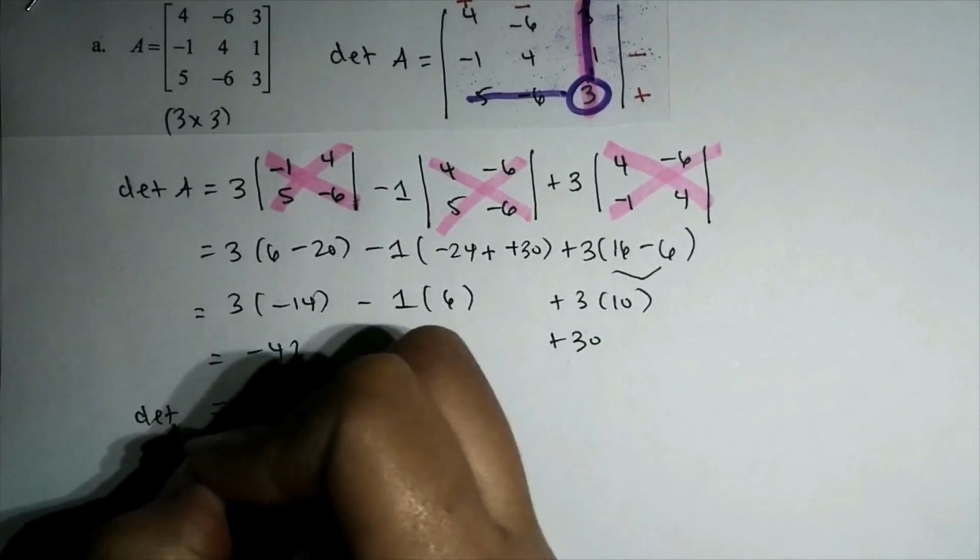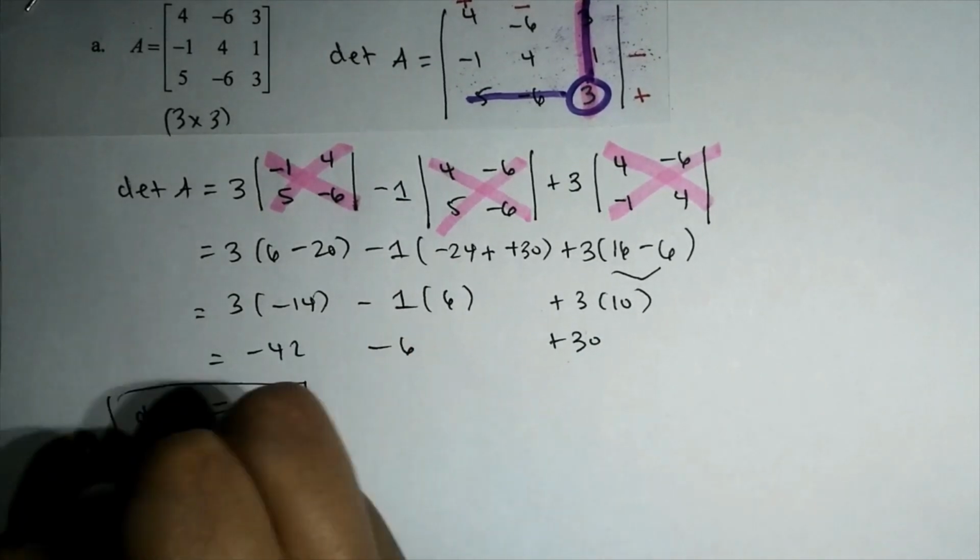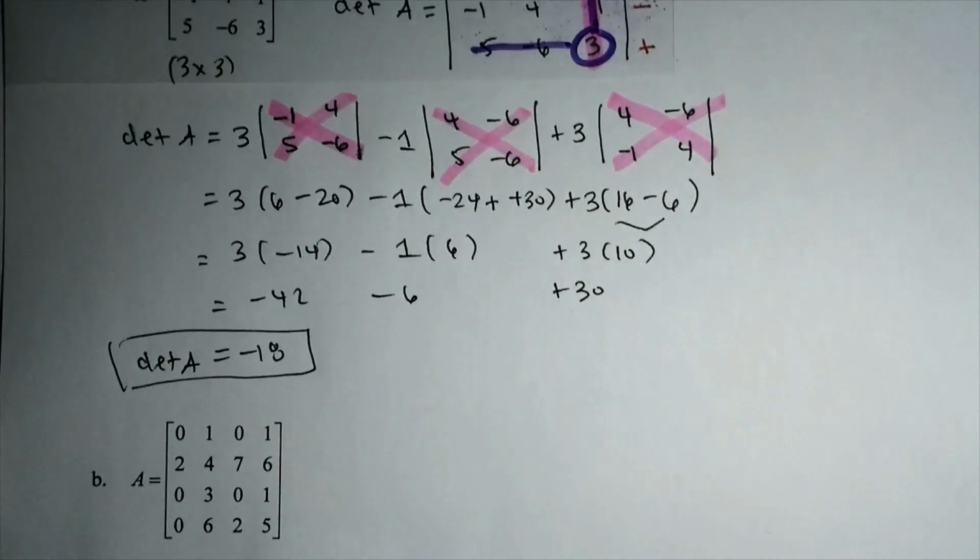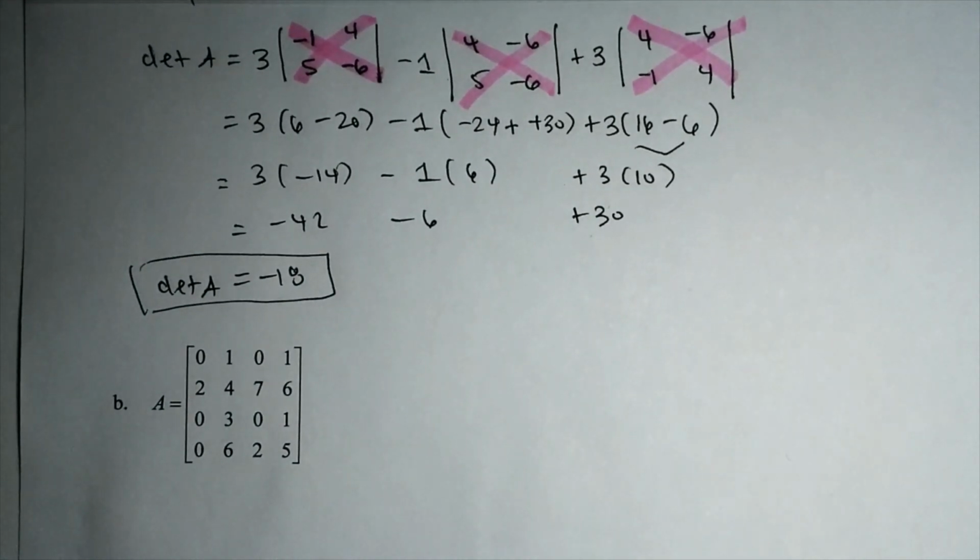So we want to tell the world the determinant of this bad boy, or the determinant of matrix A, gives us negative 18. Oh, problem B. So that one's pretty brutal, but is it going to be on the test? Of course it will be.